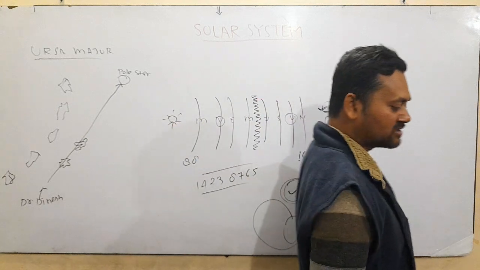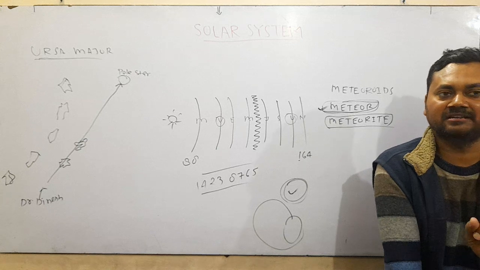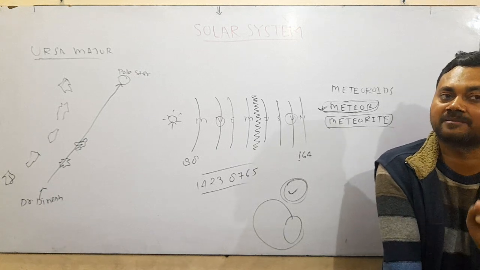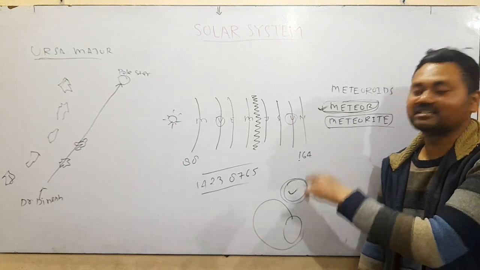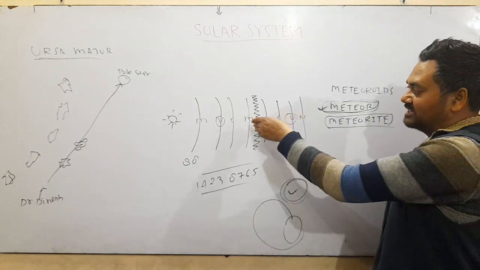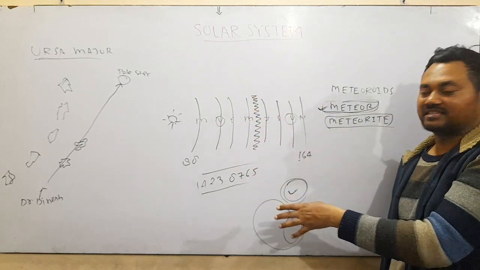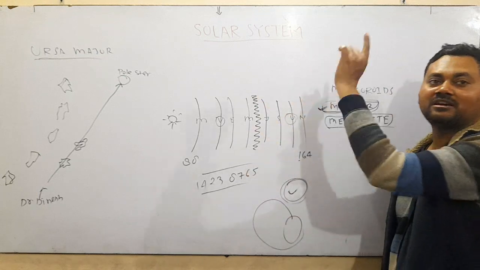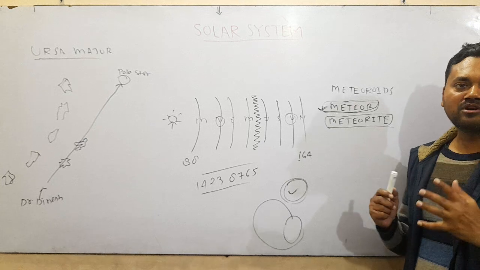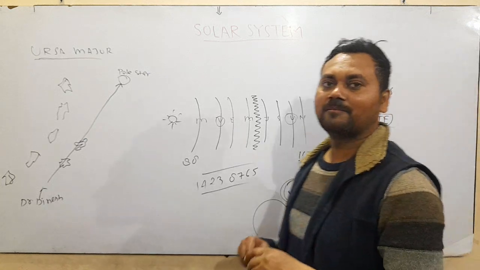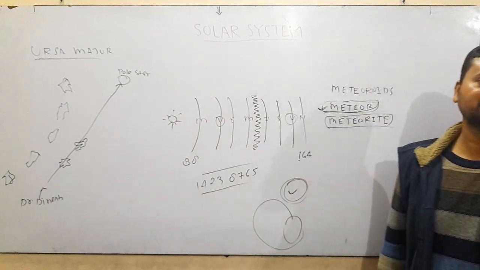The third condition was that any celestial body can be accepted as a planet if all these three conditions are fulfilled, and these rest 8 planets are fulfilling all the three conditions. They are spherical in nature, they are revolving around the sun, and the third condition is that the body must remove everything which is coming on its track.